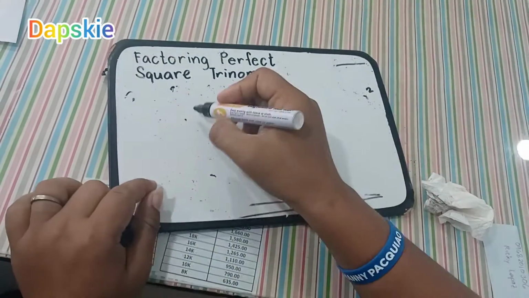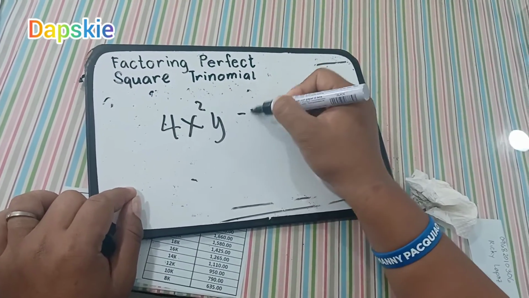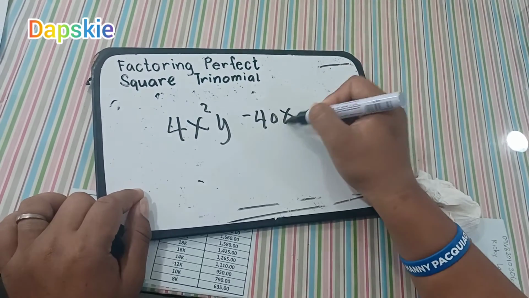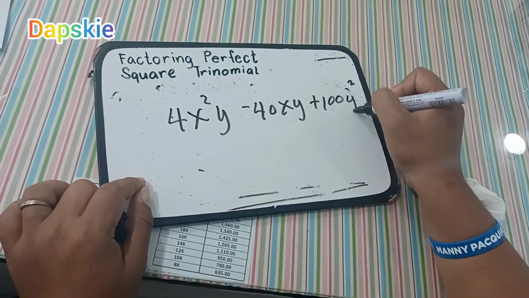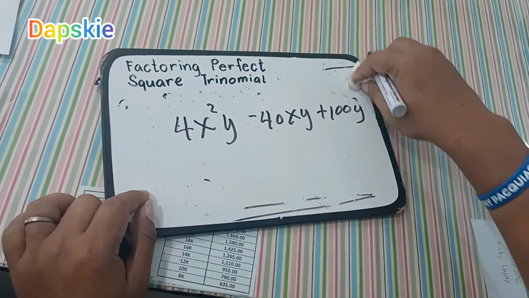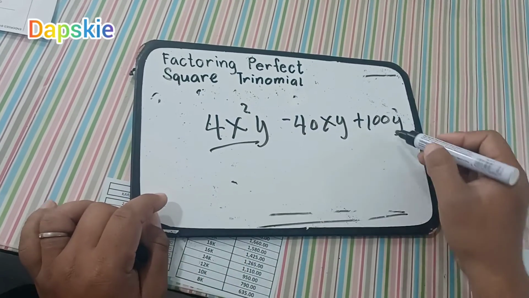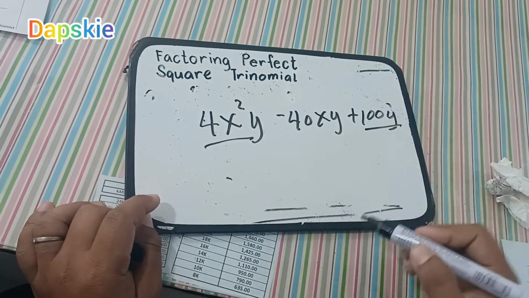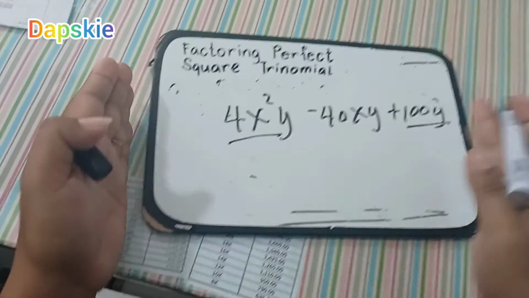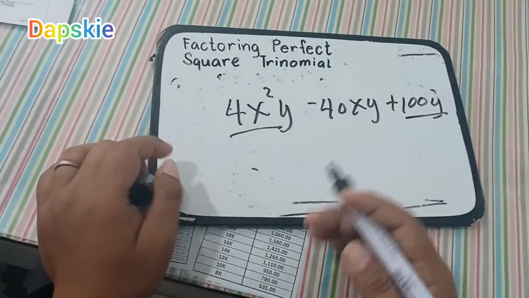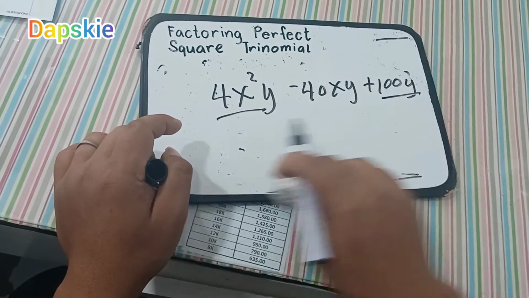So our last example is 4x squared y minus 40xy plus 100y. Now, let's check if the first term is a perfect square, or if the last term is a perfect square. The first term is not a perfect square. So what do we do? We look for the GCF too. What is the GCF of this?